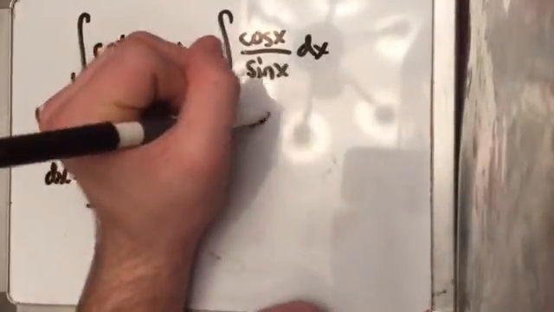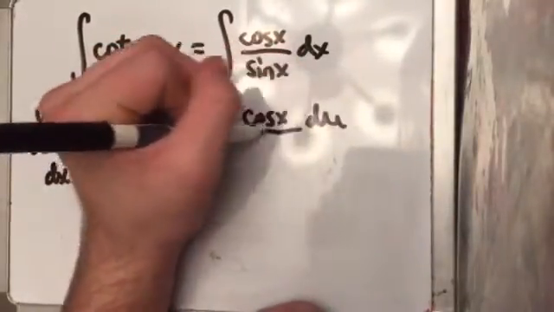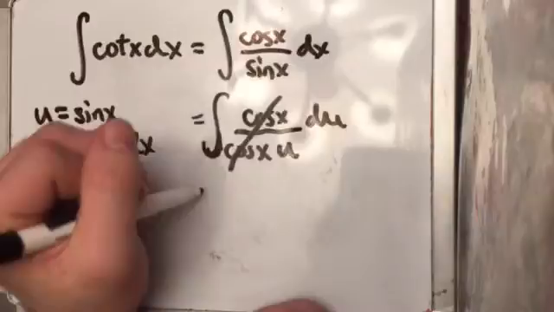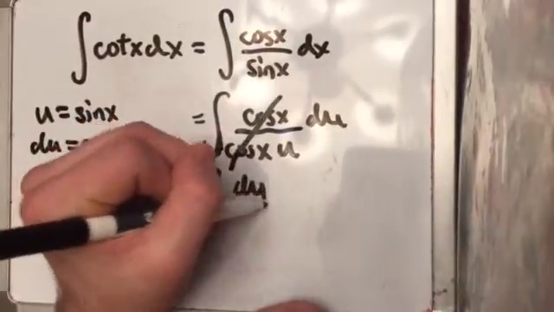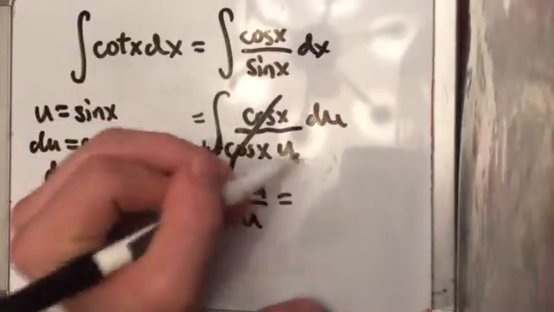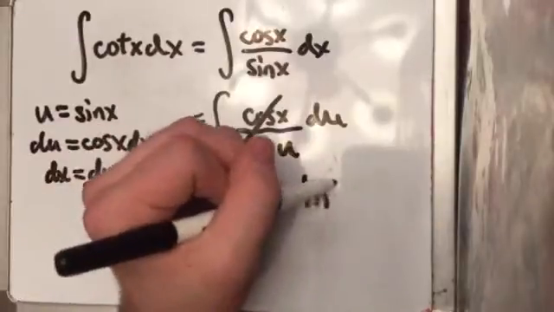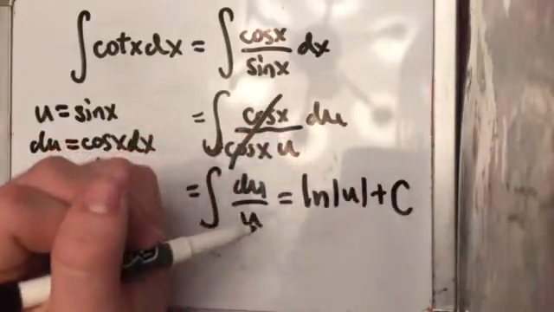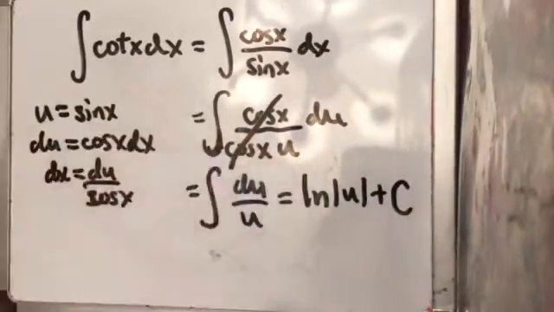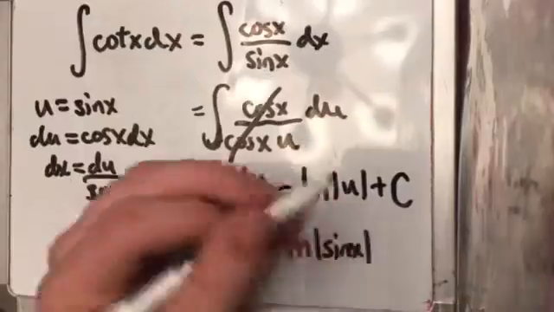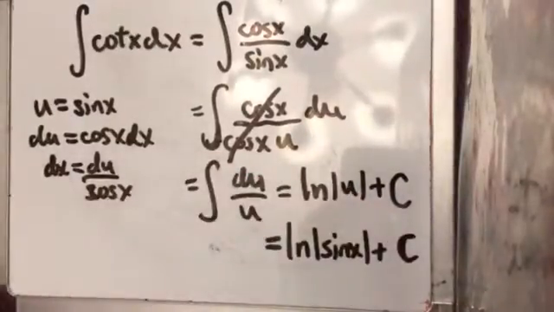So it becomes cosine x du, sine is u, and there's a cosine x in the denominator, and those cancel out. And so then it just becomes the integral of du over u, which equals natural log of, well, absolute value of u plus c. And once you plug in u is sine x, that just becomes natural log of the absolute value of sine x, plus c. And that's how you derive that. That's how you get from this to this.